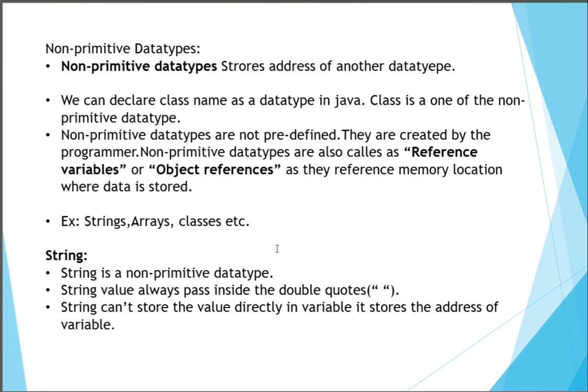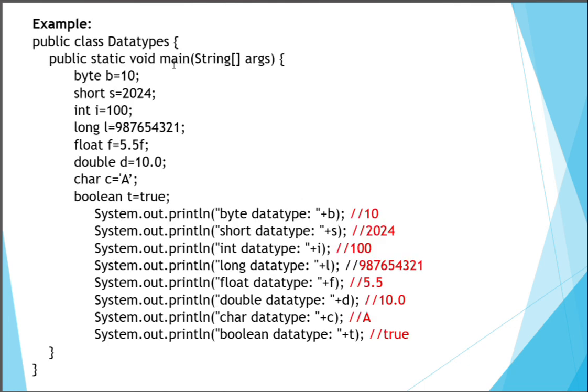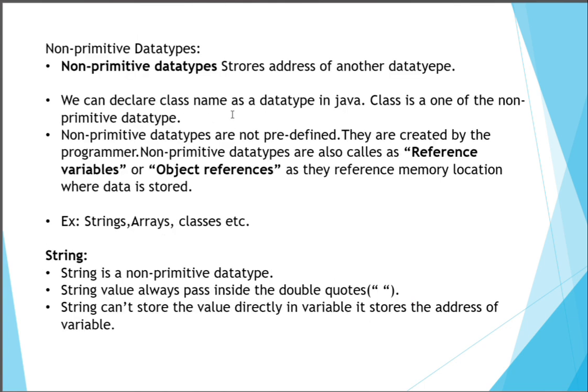And next, non-primitive data types. Primitive data types store the value directly in the variable. We can see one example, byte b equals 10. This value is directly stored in the b variable. But non-primitive data types cannot store the value directly in the variable. They store the address of the value. A non-primitive data type stores the address of another data type.